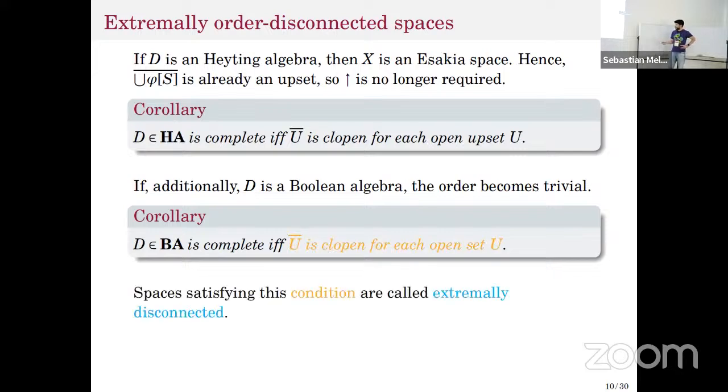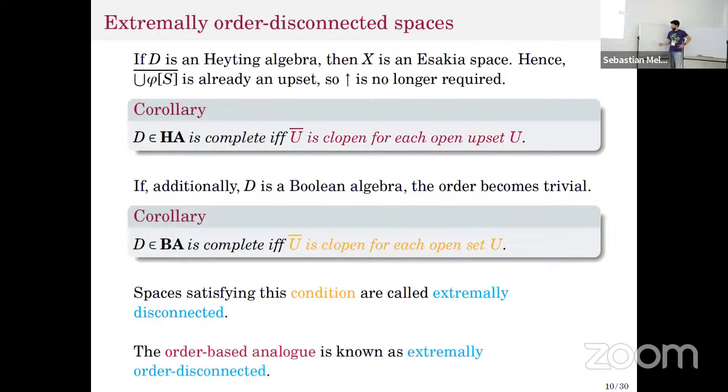And the spaces with this property are called extremely disconnected. This is a well-known thing. And so we know that the Stone spaces of complete Boolean algebras correspond to extremely disconnected Stone spaces. So since our condition is similar to this, it is called extremely order disconnected. It's just the order analog of being extremely disconnected.